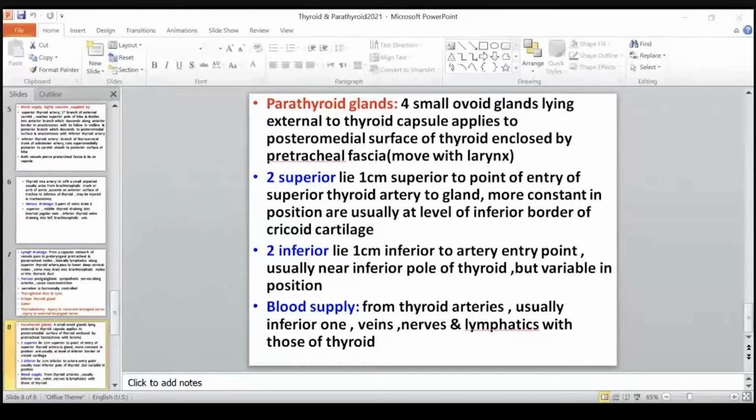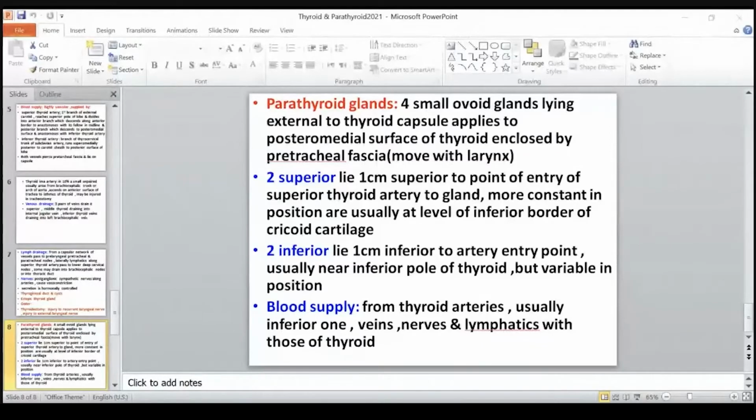2 of them are superior, 1 right and left, and 2 inferior, right and left parathyroid. So I have right superior parathyroid, left superior parathyroid, right inferior parathyroid, left inferior parathyroid. Now the 2 superior, they lie 1 centimeter superior to the point of entry of the superior thyroid artery to the gland.